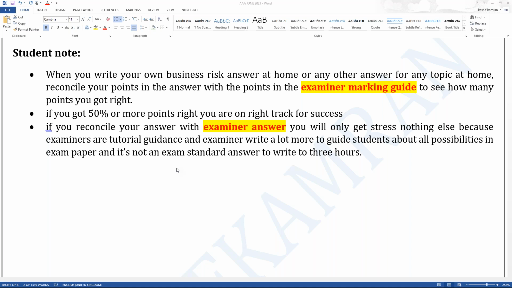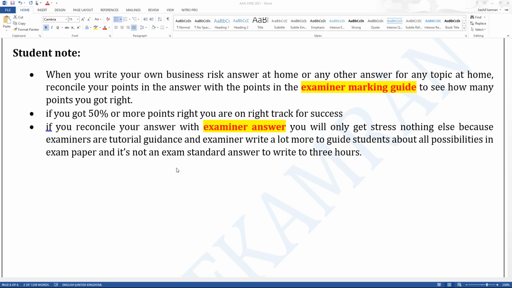Suppose there is an 8 marks question on business risk. How many business risks will you write for 8 marks? Give me quick answers. Just go with an average of 2 marks each. How many business risks will you write? 4. But in an 8 marks business risk answer, the examiner will write 10 business risks. And you will say, no sir, you told me to write 4 business risks, but the examiner wrote 10.